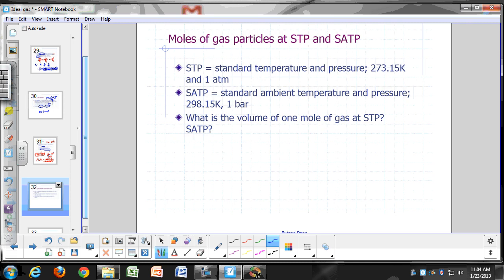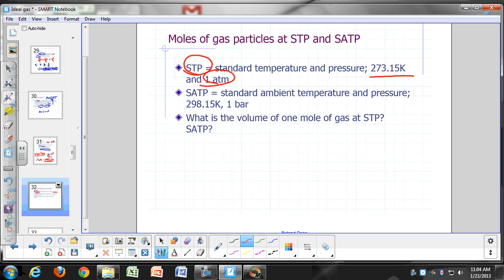Okay, so let's calculate the number of moles of gas particles present at STP. You've encountered STP in your freshman class. It's defined as 273.15 Kelvin, that's the freezing point of water, or the melting point of ice, and 1 atmosphere.